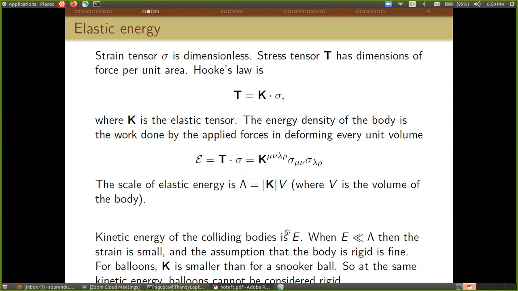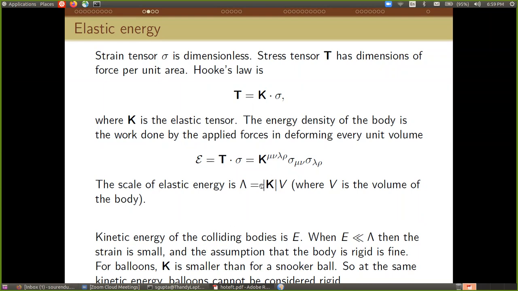When the kinetic energy of the colliding bodies, which I take to be E, is much less than lambda, then the strain is small, which means that the assumption that the body is rigid should be a reasonable assumption. Now, K is different for different objects. Sorry for the interruption. Are you going to identify this lambda to be the cutoff of your effective theory? Yeah.